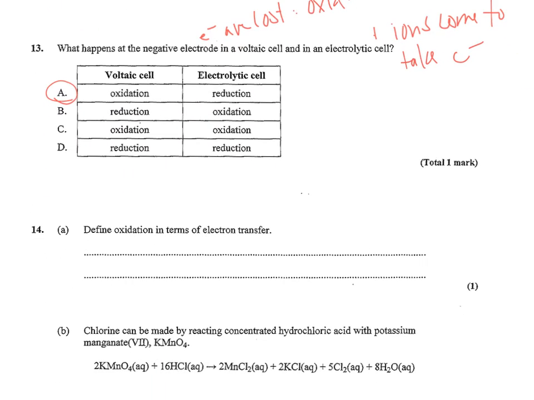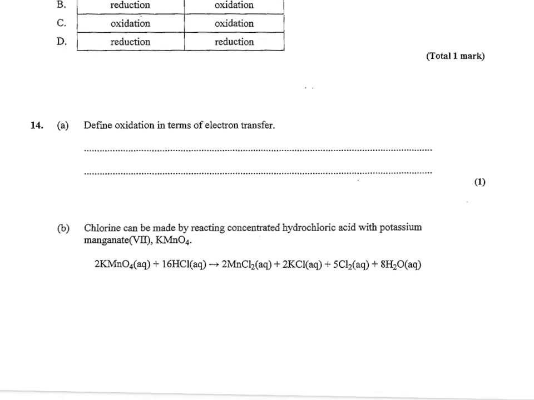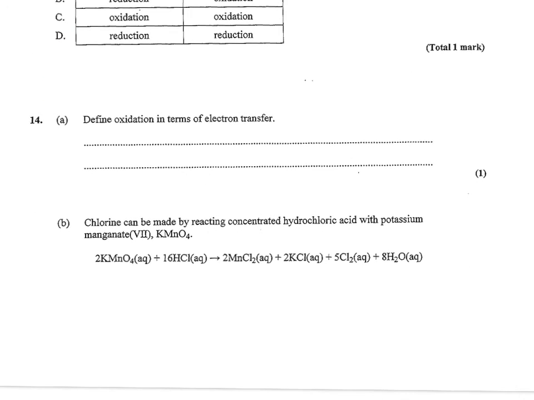Moving on to number 14 then, in some paper 2 questions. 14 says, define oxidation in terms of electron transfer. Quite simply, electrons are lost. That's what oxidation is. B says, chlorine can be made by reacting concentrated hydrochloric acid with potassium manganate.